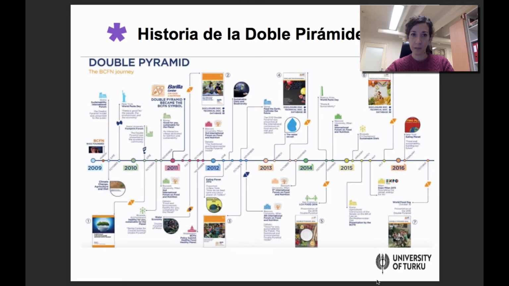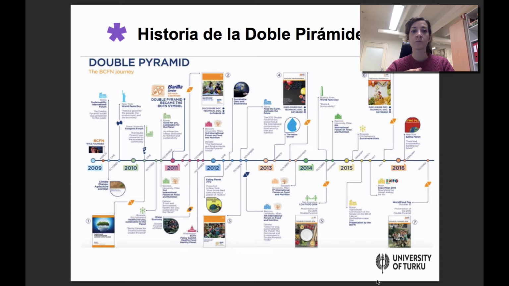But going back to the double pyramid, which is one of the strongest projects of the Barilla Center for Food and Nutrition, and one of the projects that has been there for the longest time, we can take a look at the history of this double pyramid. It started very soon after the foundation of the Barilla Center for Food and Nutrition. You can see on this graph that it then became the symbol of BCFN. This logo with the two pyramids reflects the double pyramid that we have just seen.